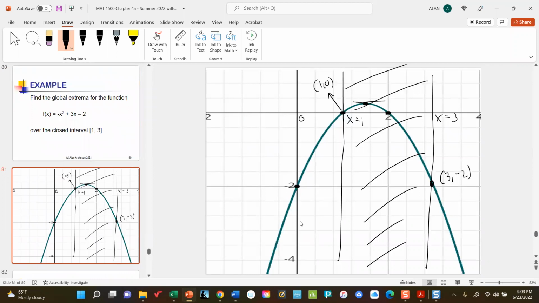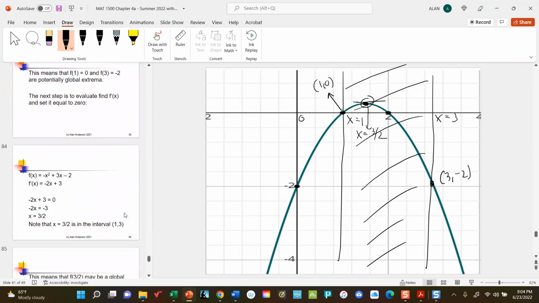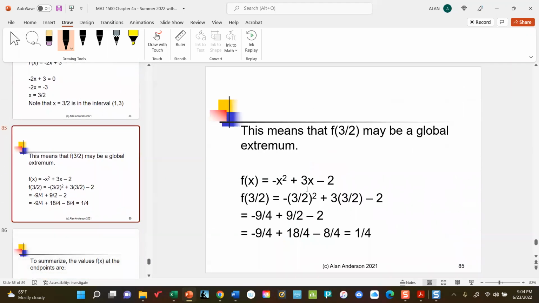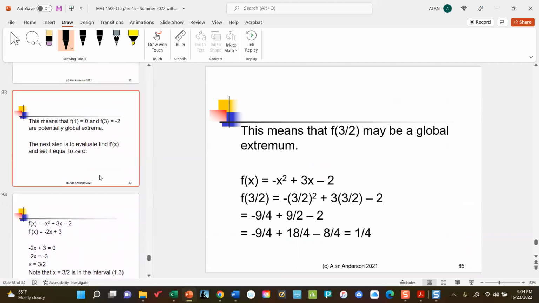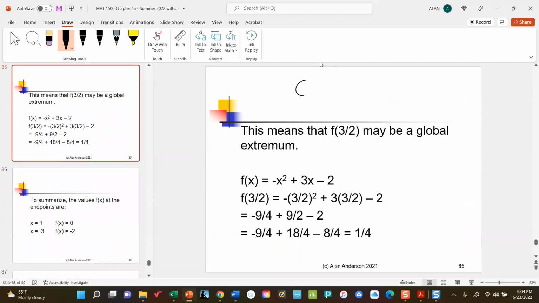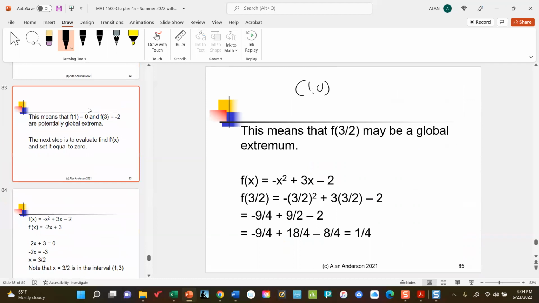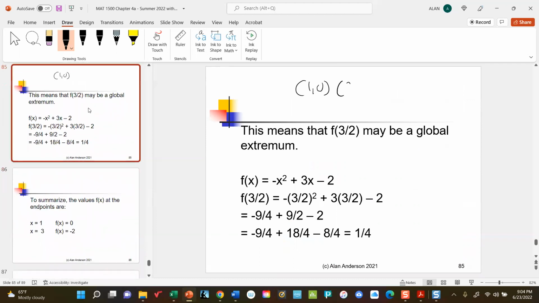Okay, so let's go back to our graph. Now, I guess that looks about right. 3/2. So what is the value here of the function? Well, we just plug that in. And that turns out to be 1/4. Okay, so once again, the points of interest are (1, 0), (3, -2), and (3/2, 1/4).